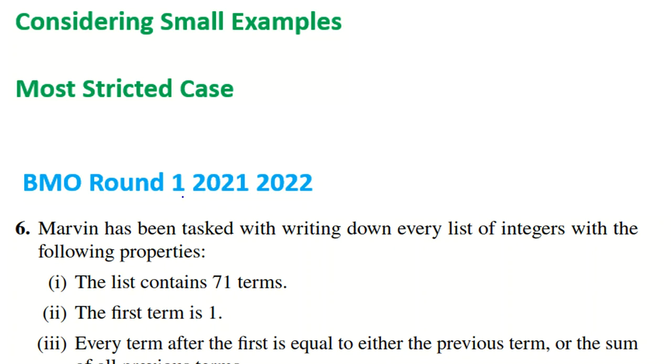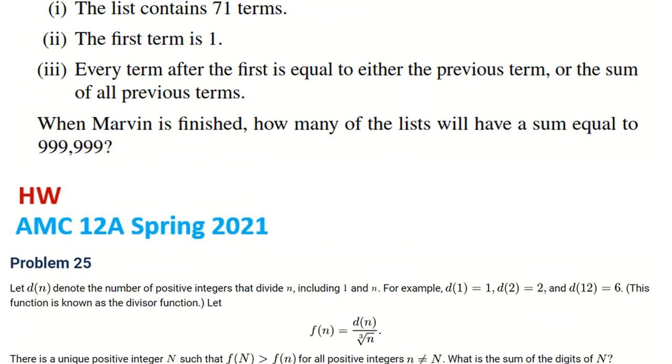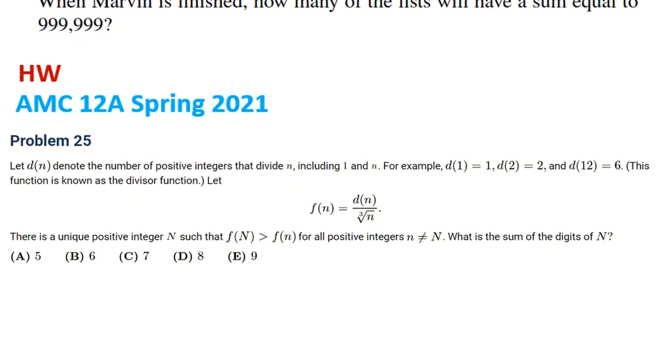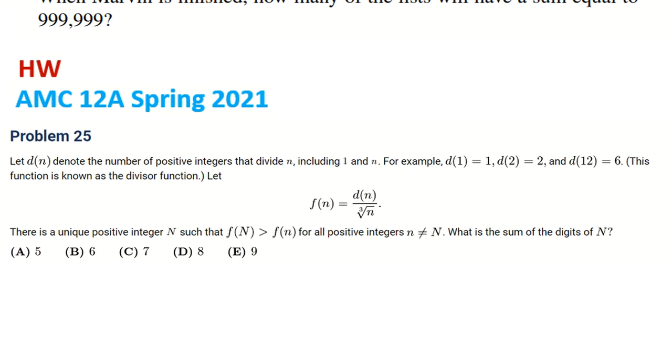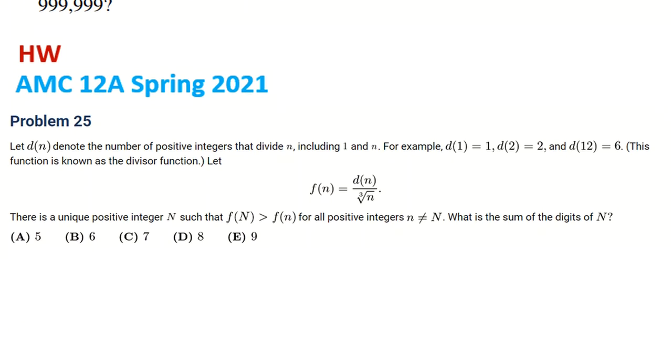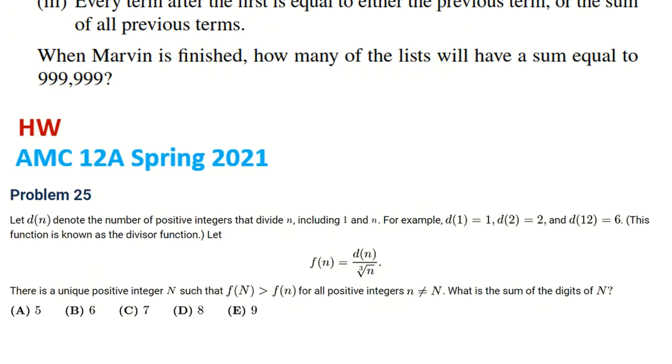This problem of BMO Round 1 2021-2022 can be solved with these two ideas: considering small example and considering most restricted case. And also this problem of AMC 12A Spring 2021 can be solved with similar idea, and I will leave it as homework. You can try this one.